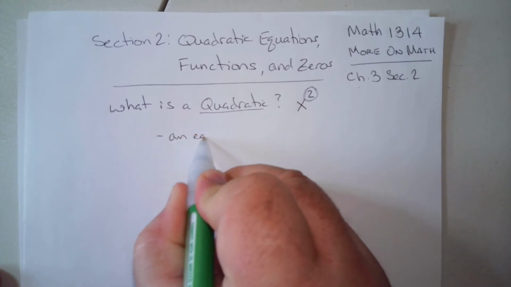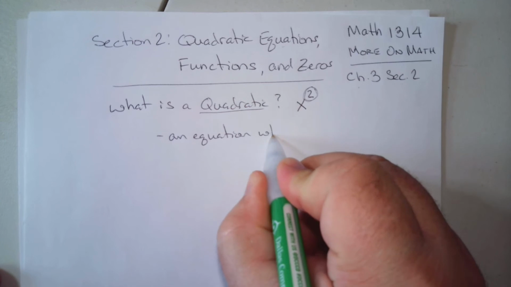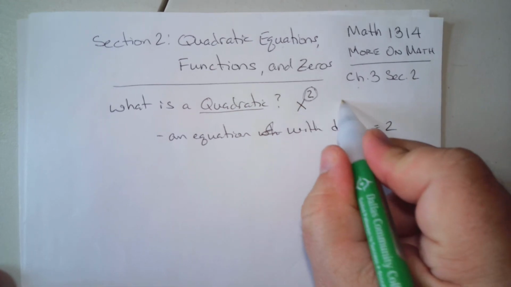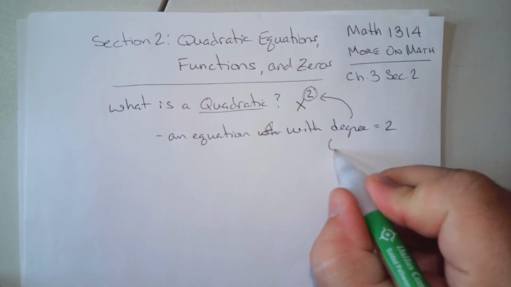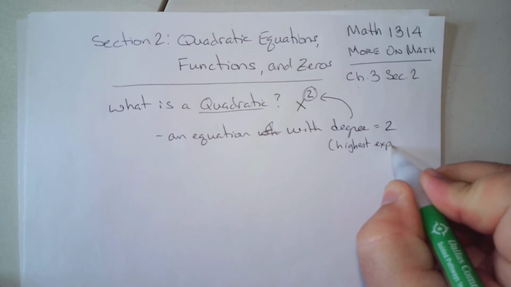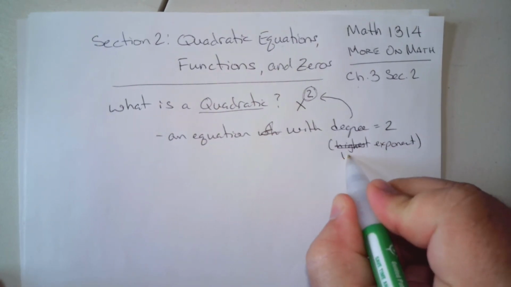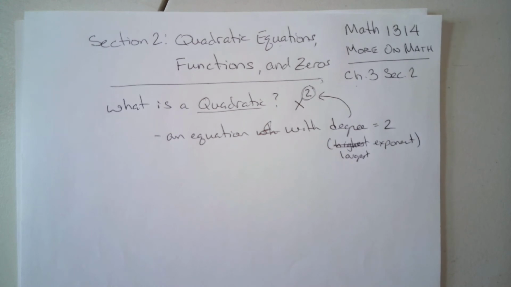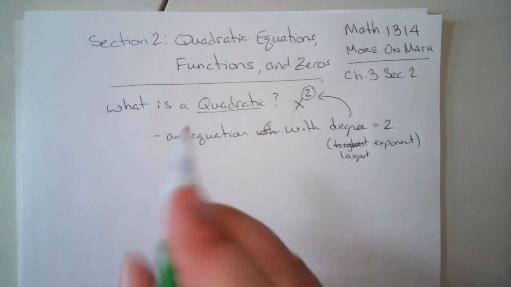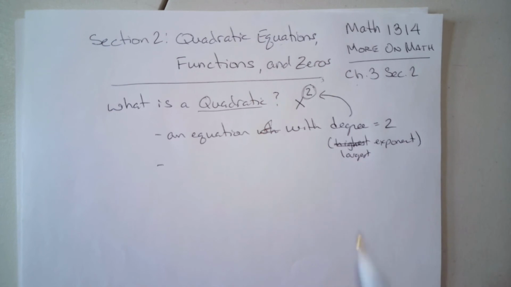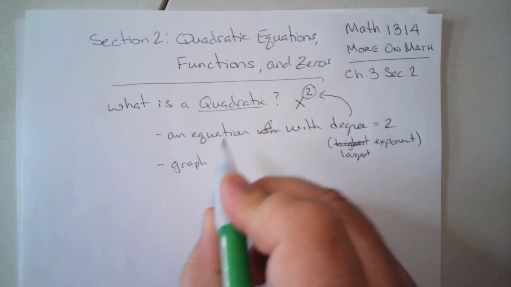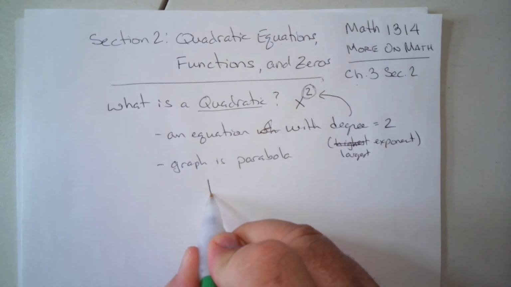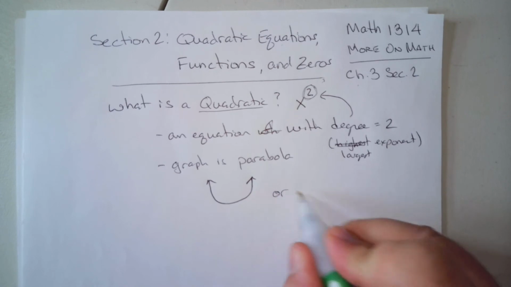So, it's an equation with degree 2. What degree is the highest exponent? I should say largest, not highest, because highest means, okay, this was higher. It's the largest exponent on the entire equation. That's the degree. So quadratic is an equation with degree 2. The graph is a parabola. It either looks like this or like this.